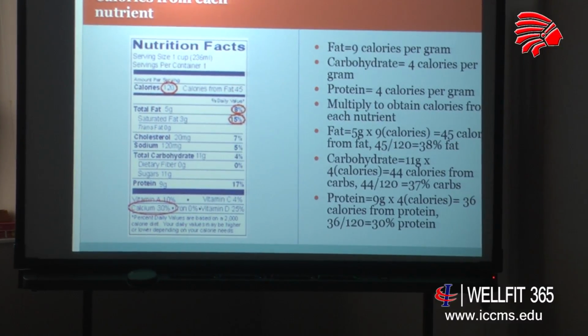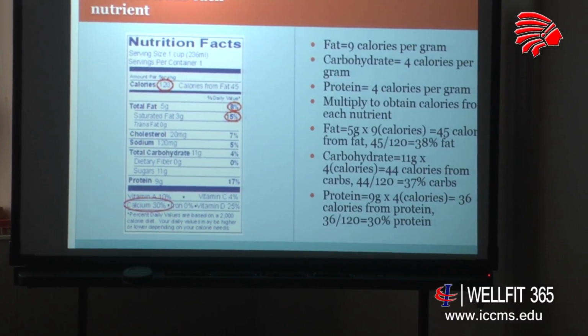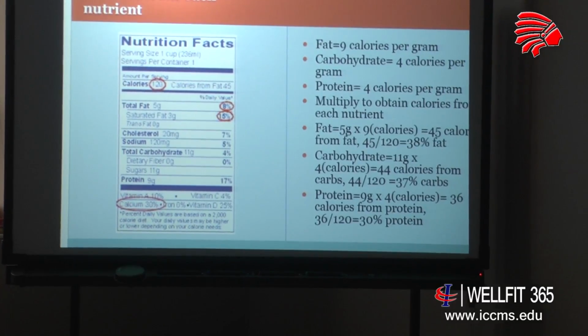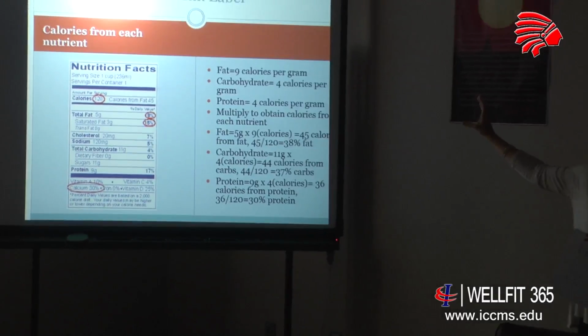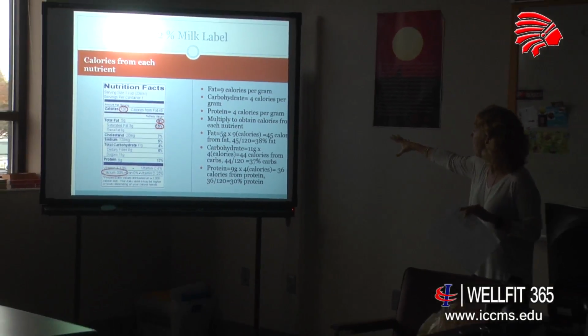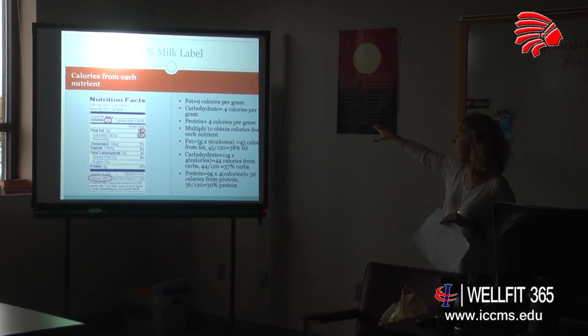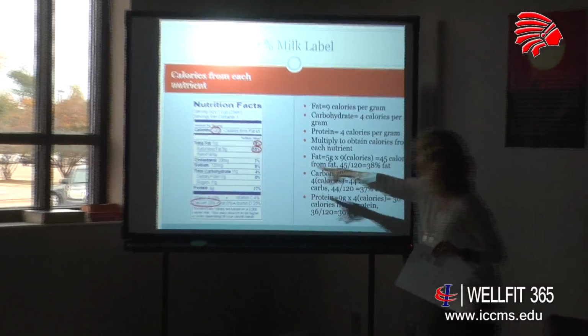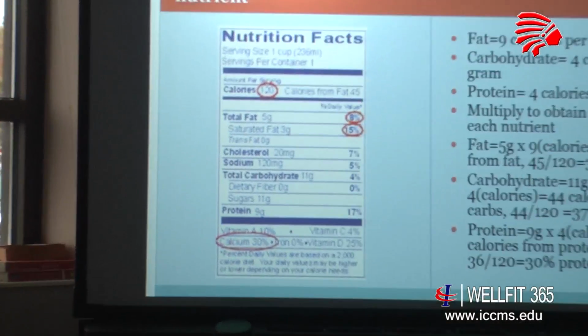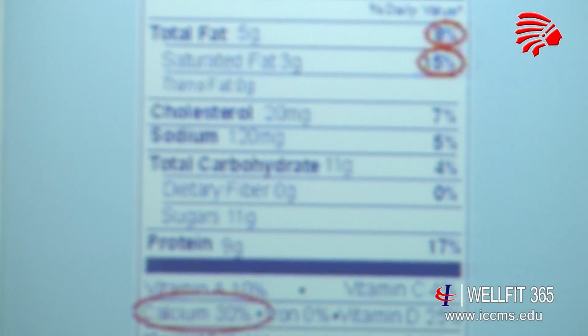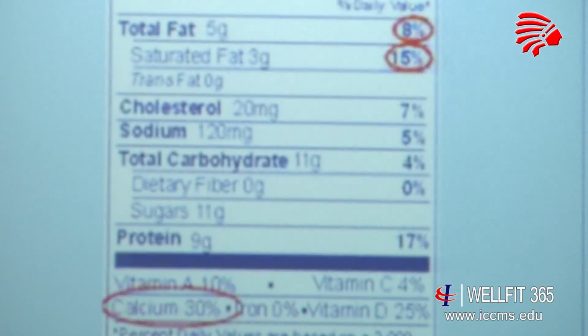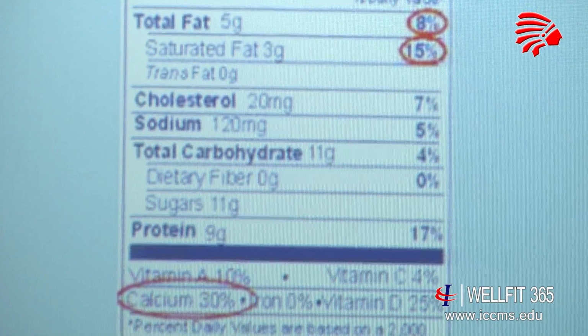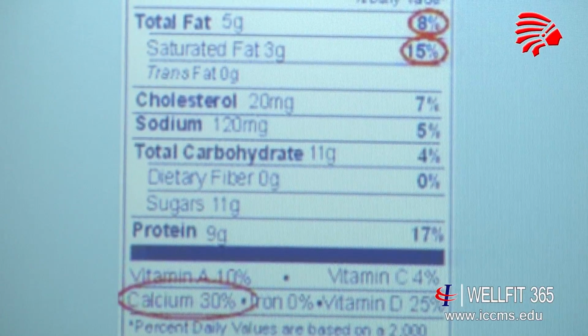So 45 divided by 120 is 38%. So 38% fat would be in that milk, from 1 cup of milk. And then the carbohydrates, since carbohydrates is 4 calories per gram, you look at your carbohydrates, which is 11 grams for that serving. You say it times 4, which is 44, and divide that by total calories, and you come up with 37% carbs. So that cup of milk would have 37% carbs in that.